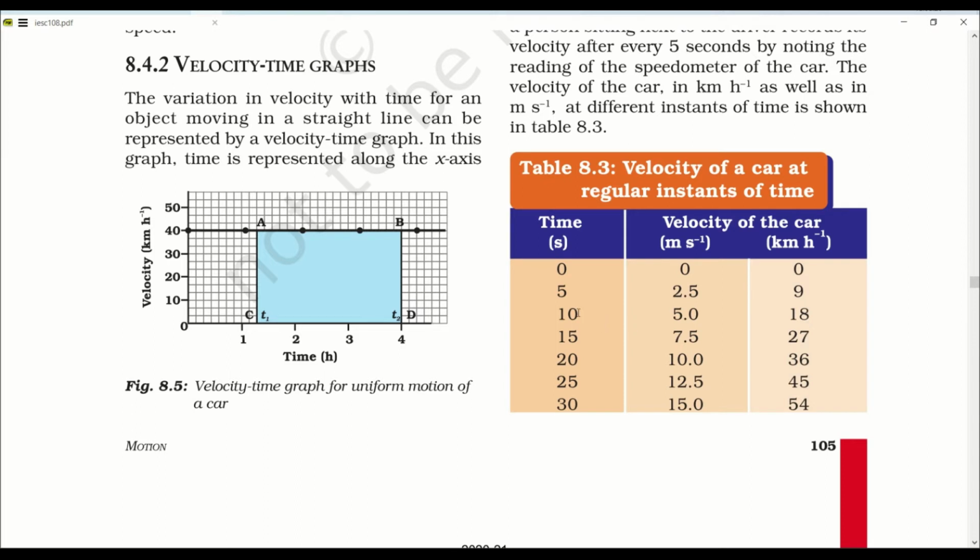Let's move further. Let's go 5 seconds more. Then at 15 seconds, at every equal interval of time, you can see equal change in velocity of the car being noted: 2.5, 5.0, and again 7.5. So the velocity is increasing at a rate of 2.5 meter per second or 9 kilometer per hour. That shows that the car is moving with uniformly accelerated motion.